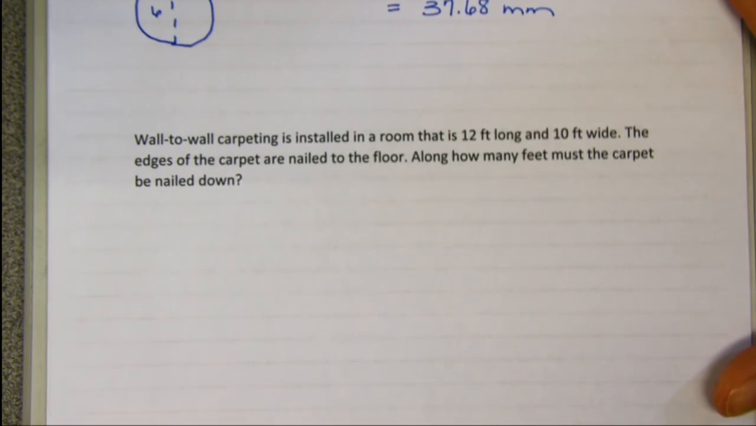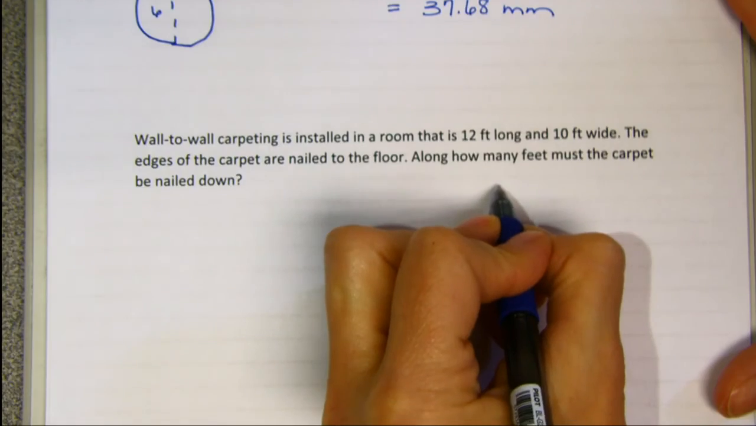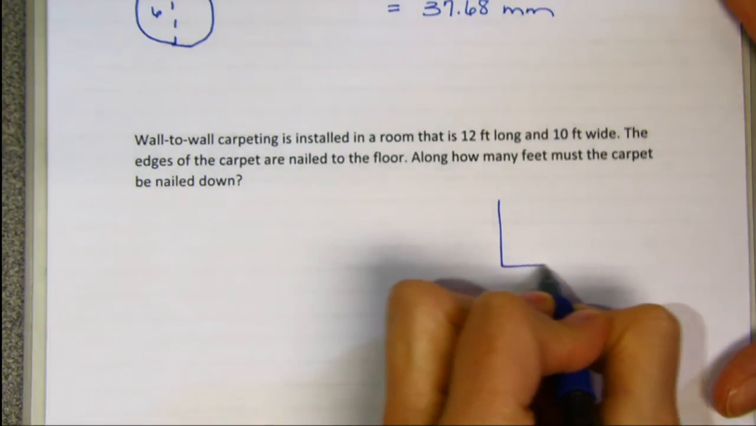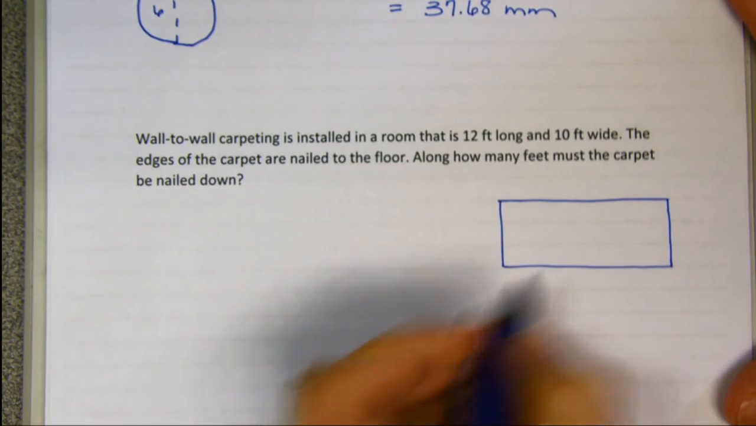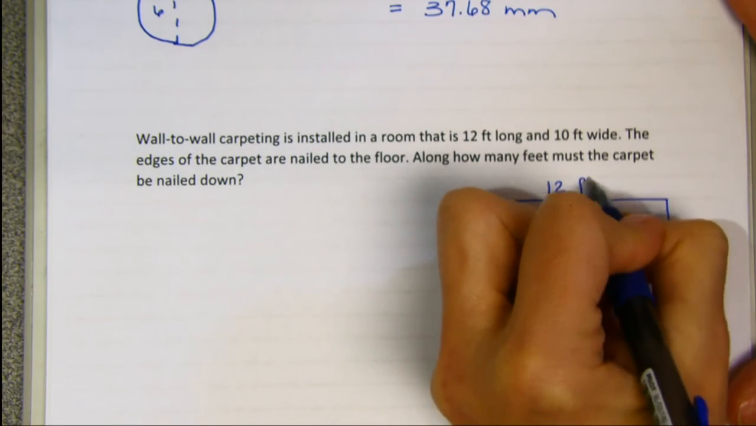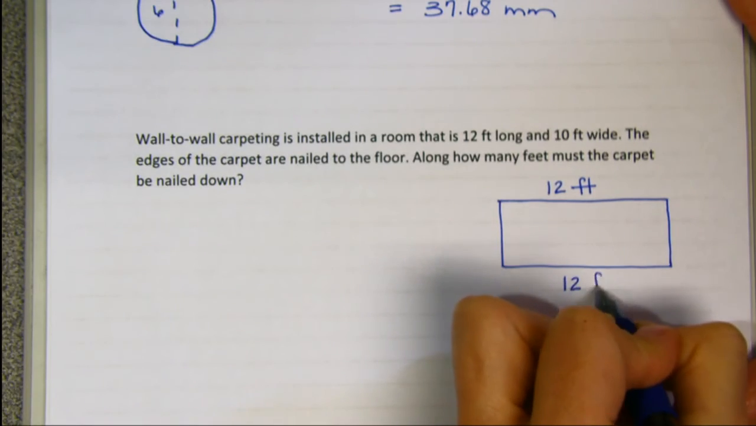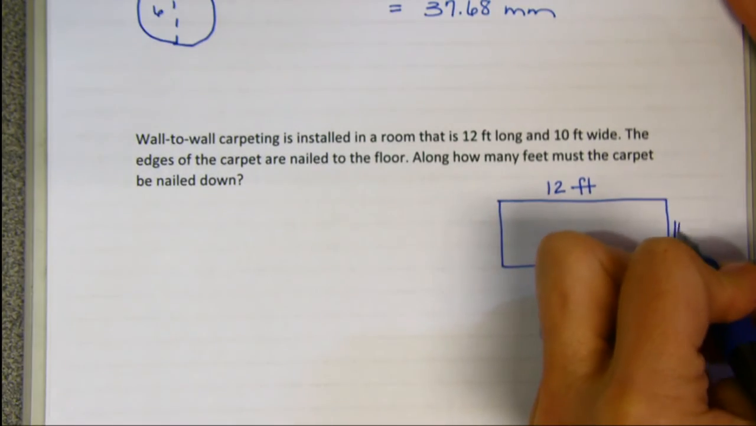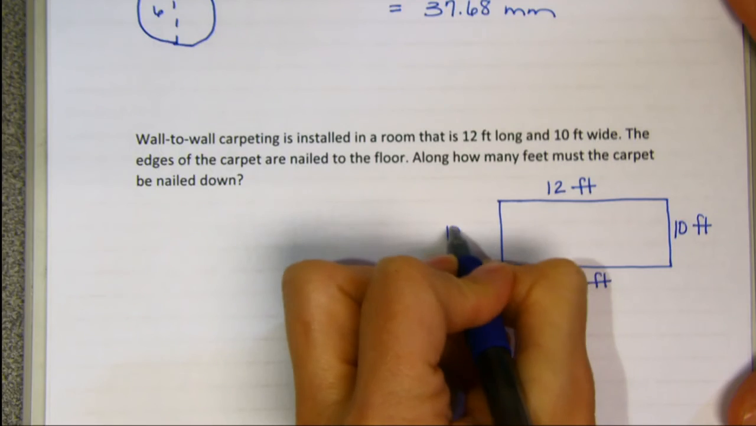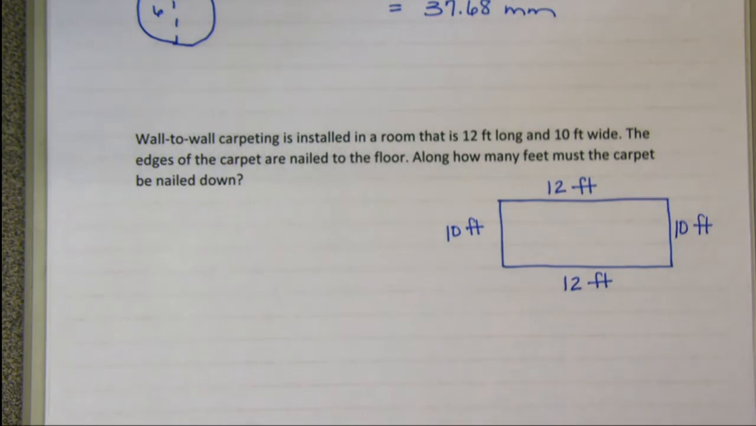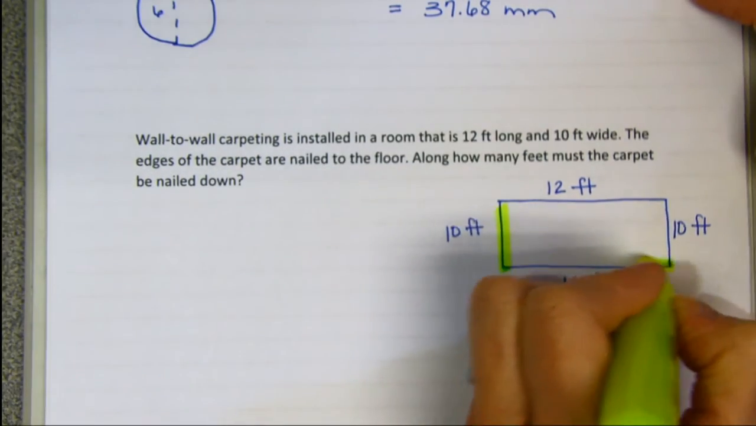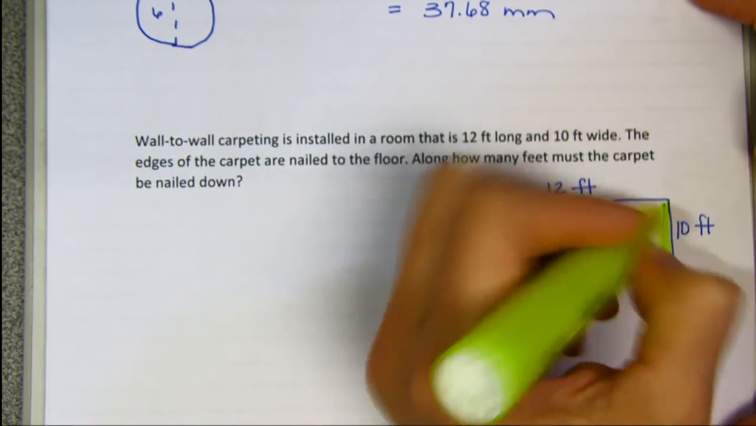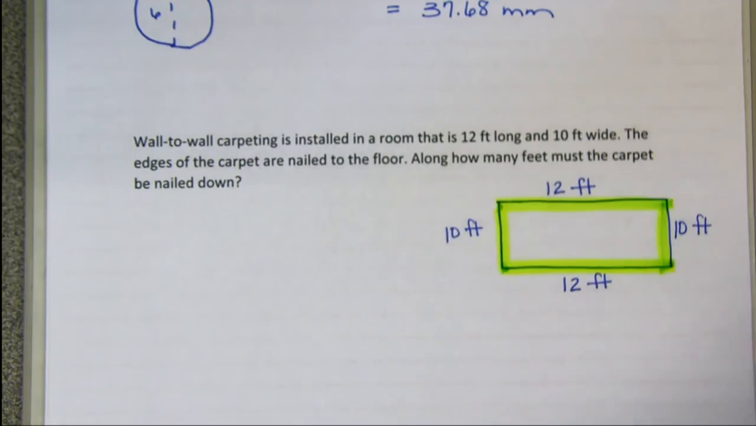Wall-to-wall carpeting is installed in a room. Okay, I'm going to draw the room. Here's the room. It's 12 feet long. So if this is 12 feet, this has to be 12 feet, and it's 10 feet wide. The edges of the carpet are nailed to the floor. So when they install carpet, they put a nail strip down the edges of the floor like this.